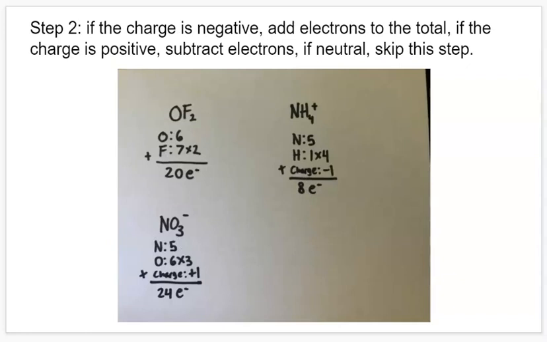And then step 2 is if it has a negative charge, we need to add electrons to the total because a negative charge means we have more electrons than expected. For nitrate, we have a -1 charge, so we add an electron. So we have a total of 24 for that. If the charge is positive, we need to subtract electrons because positive charge means that electrons were lost. We have less electrons than we expect. So for ammonium, we subtract 1 electron, which brings us to a total of 8.